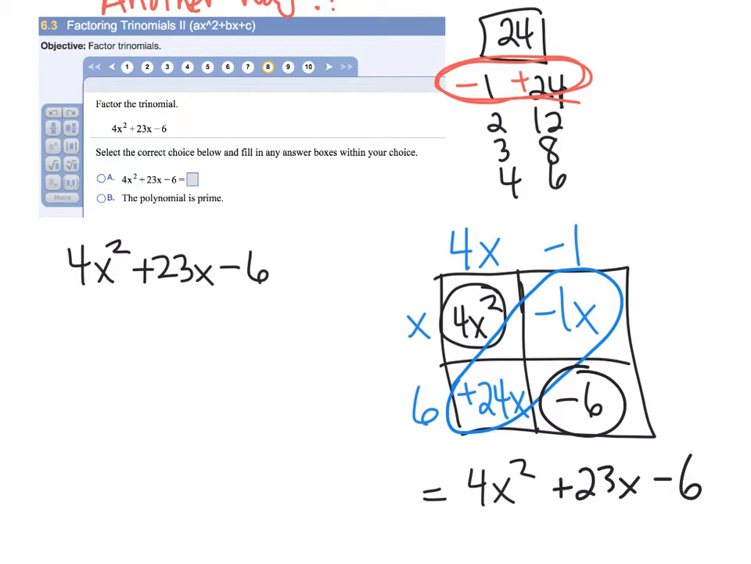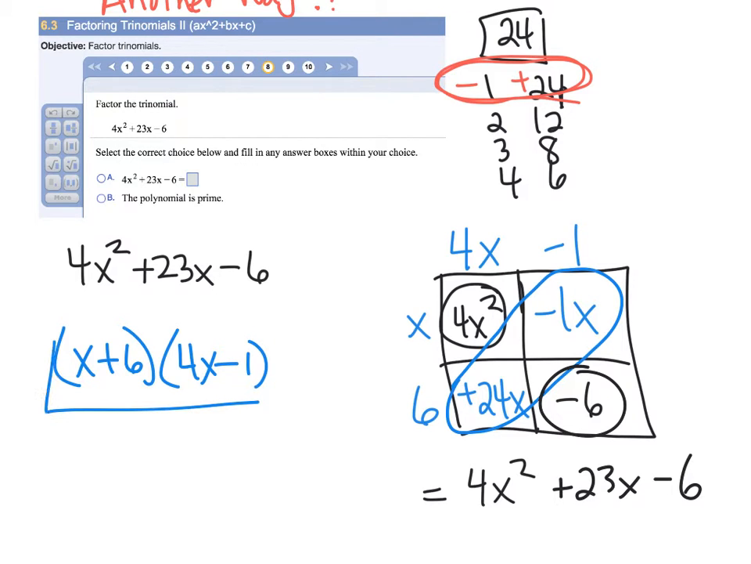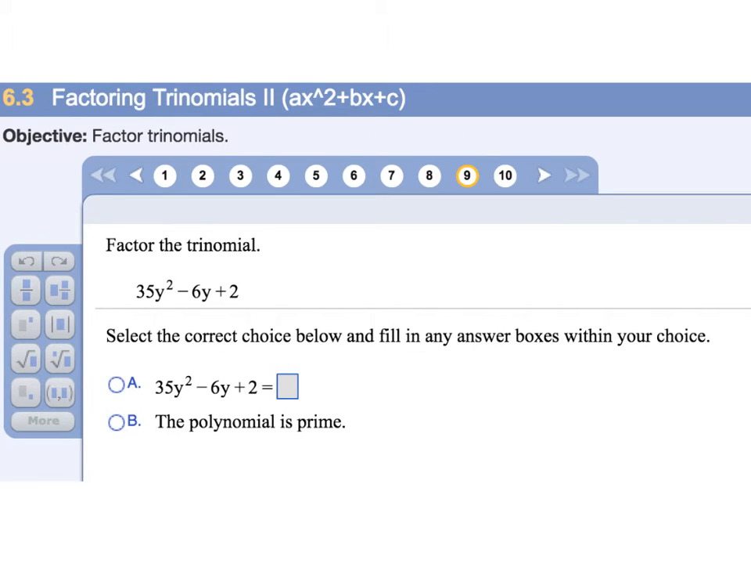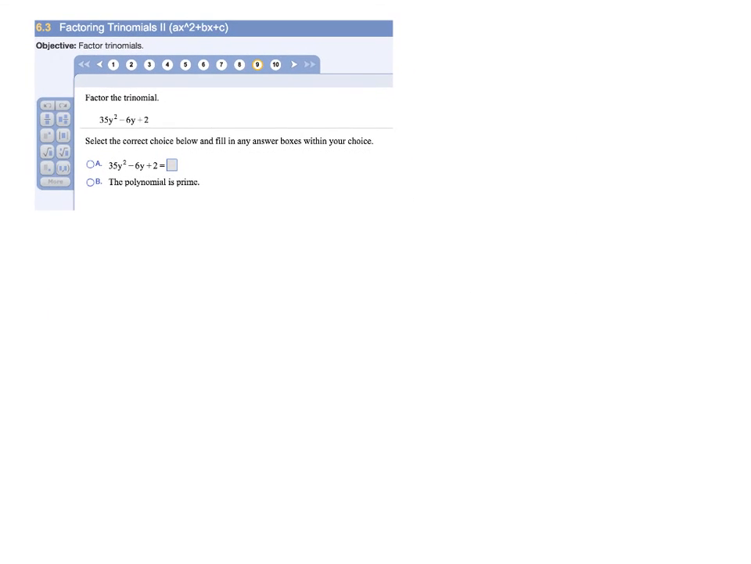So what are our factors? We've got x plus 6 and 4x minus 1. This is called factor by grouping. When you take the first and the last and multiply them and get 24, that gives you your inside terms, and then you factor out, because we've learned how to factor out. So let's do that same method that's called factor by grouping.